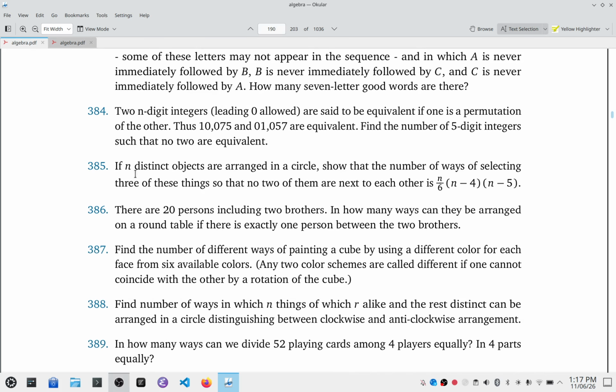Question 385 says: if n distinct objects are arranged in a circle, the number of ways of selecting three of these objects so that no two of them are next to each other is n over 6 multiplied by n minus 4 multiplied by n minus 5.